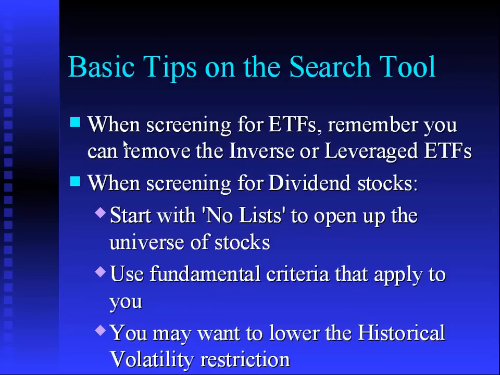As we showed, when screening for ETFs, remember you can remove the inverse or leveraged ETFs. Those aren't ones you would normally trade. Simply remove them from that drop-down field. And when screening for dividend-paying stocks, start with no lists. There are not a lot of dividend-paying stocks in that IBD 50 and CanSlim list, which are in the default radioactive screen. Use fundamental criteria that apply to you, and you may want to remove or lower that historical volatility restriction.